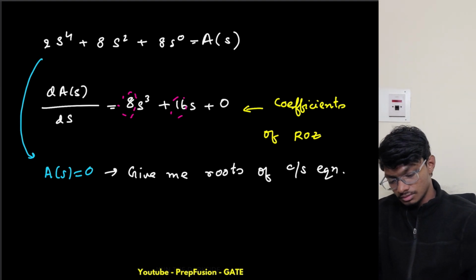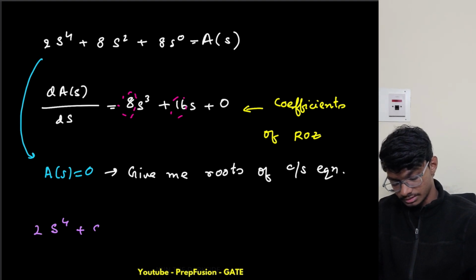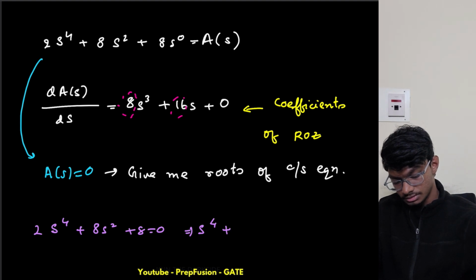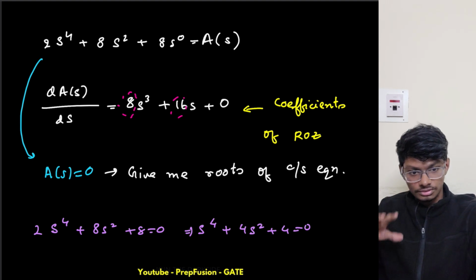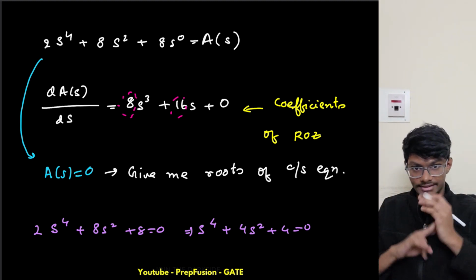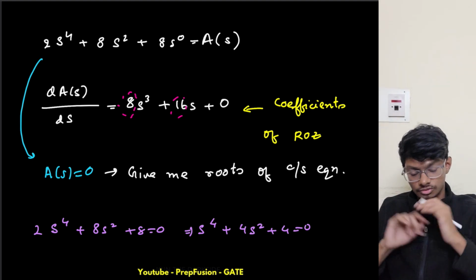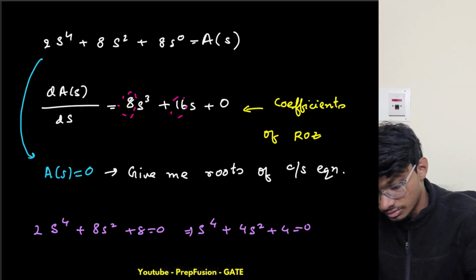Now, this is s to the power 4, and I am equating this with 0. So let me write it: 2s to the power 4 plus 8s square plus 8 equals 0, which is s to the power 4 plus 4s square plus 4. I know I will get radially opposite roots, so what can I do? I can simply put s square equals x, and that is how I will solve this one.